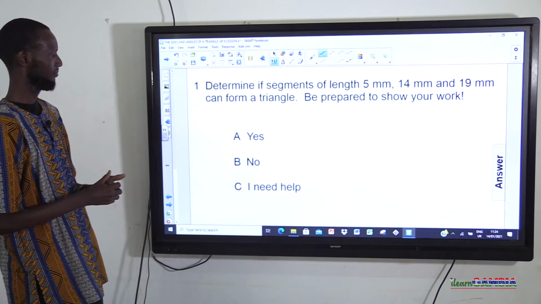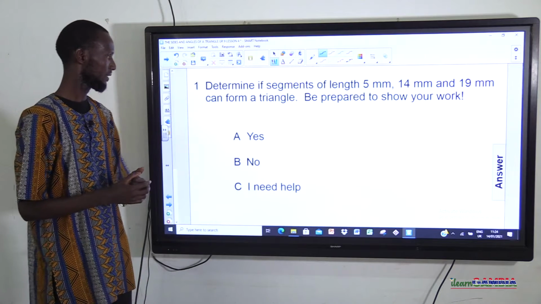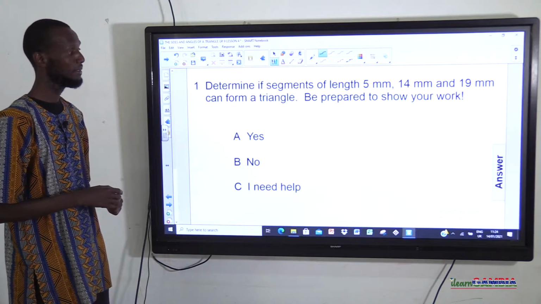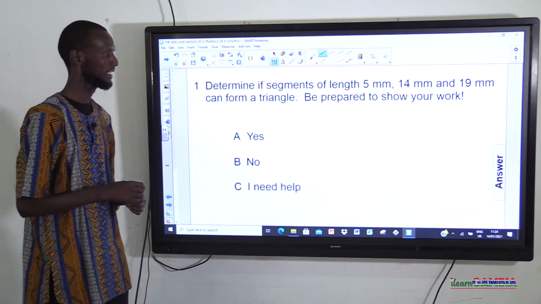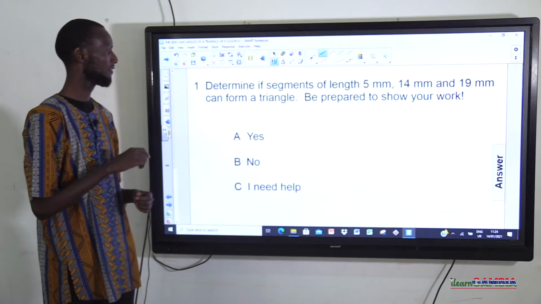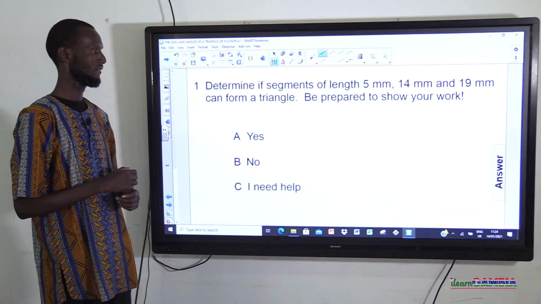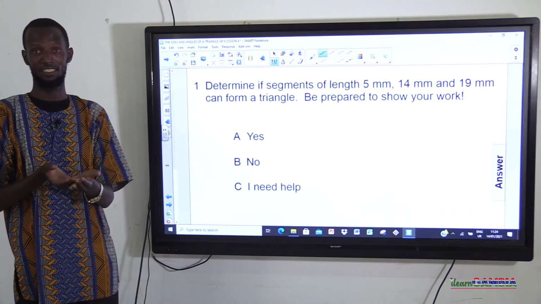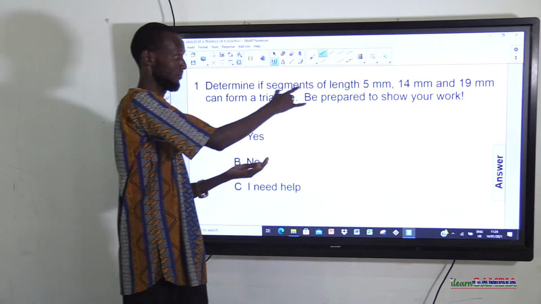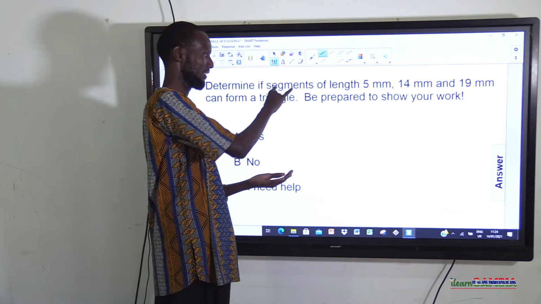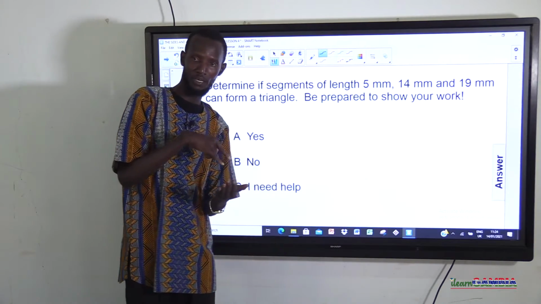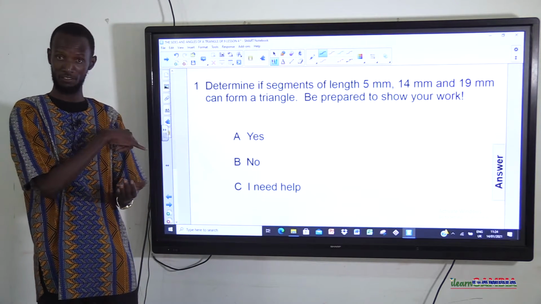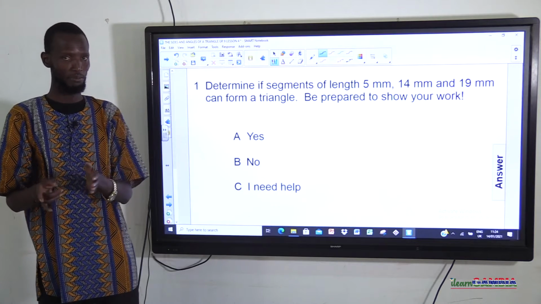Now here is something you should be able to know now. Determine if segments of length 5 millimeters, 14 millimeters, and 19 millimeters can form a triangle. Now you should be able to do this on your own, because now we know the trick. Okay, we know how we can prove that this can form a triangle, and actually we now have the shortcut. All right? If you recall just the previous slide, we spoke about the shortcut.